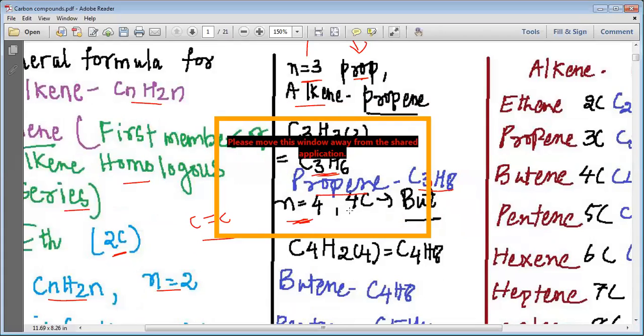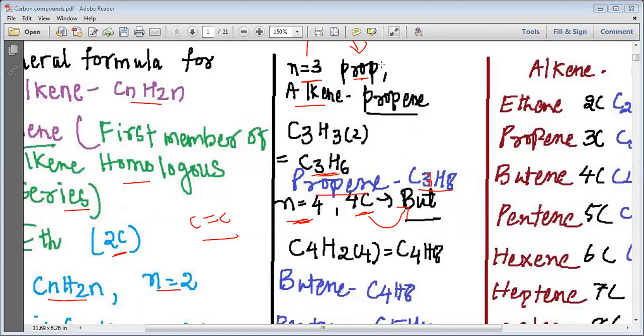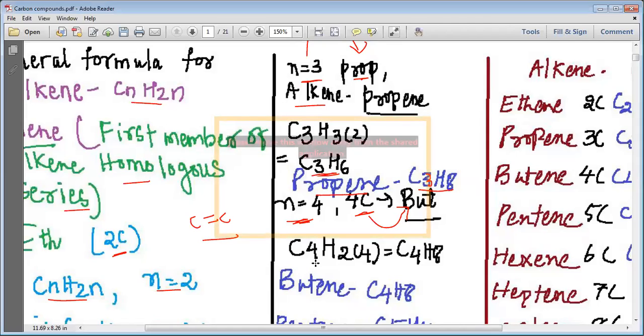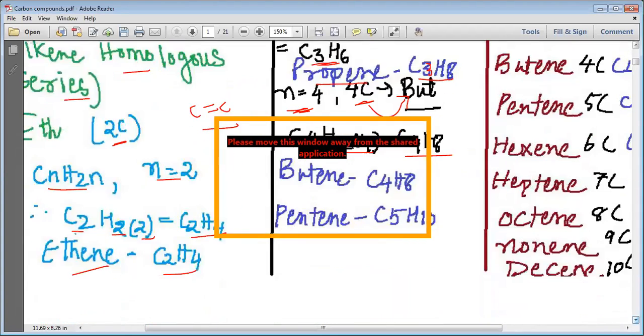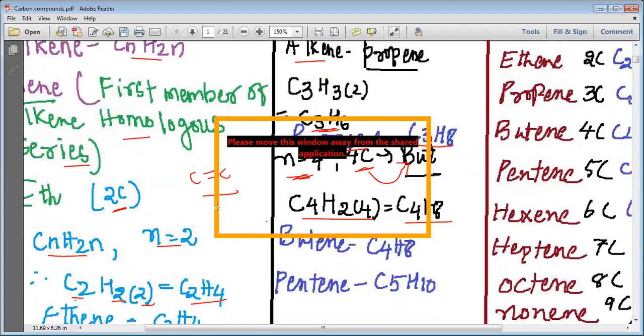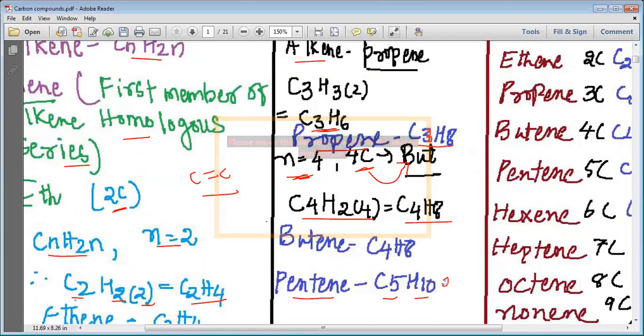Then when we take n equal to 4, we have 4 carbons. For 4 carbons, we write the word root but, my dear students. So when we write the word root but, we understand that we have 4 carbons, that is why the general formula CnH2n, so it is C4H2 into 4, that gives us C4H8, and that is how we can write the formula for butene. Butene is C4H8. Same way, my dear students, for pentene, we can write C5H10, that is, this 10 is nothing but 2 multiplied by 5.